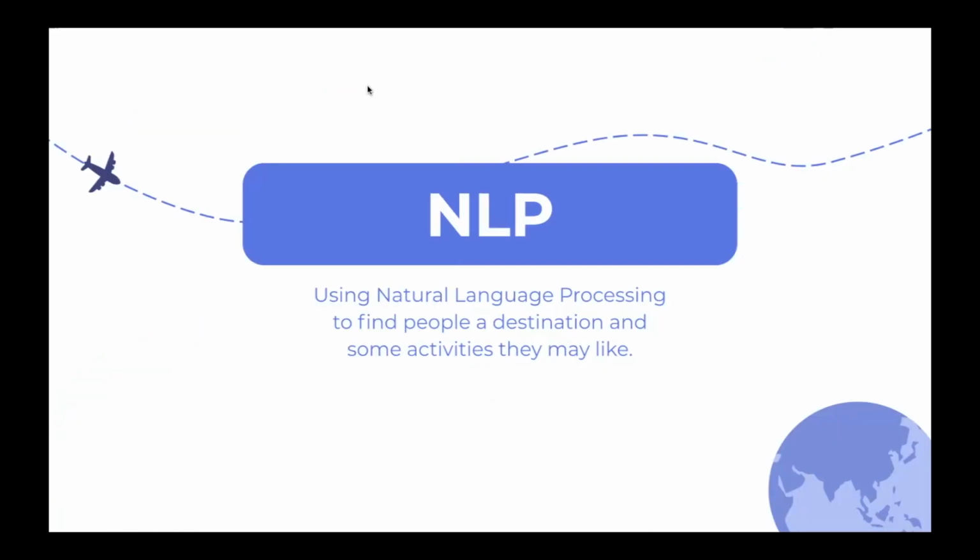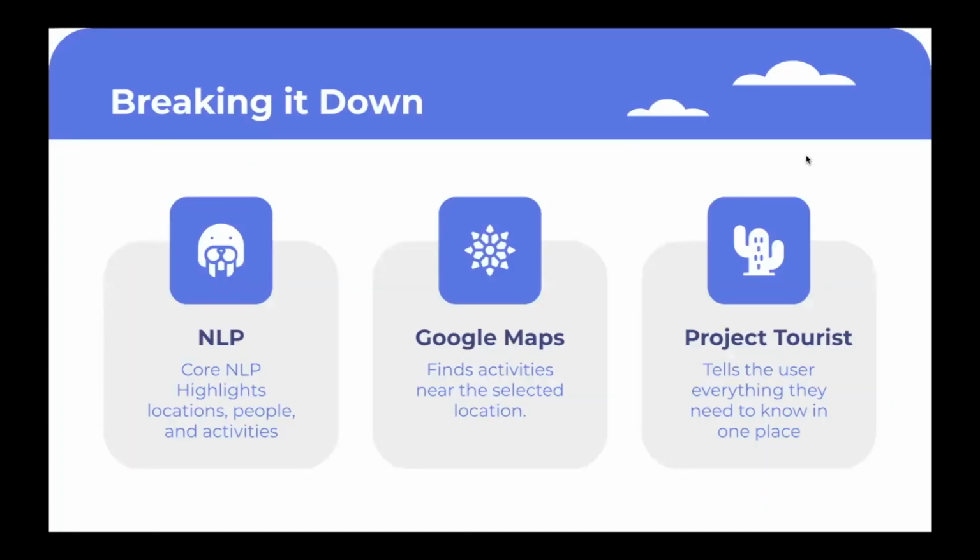So how we are going to do that is by using an NLP. NLP stands for Natural Language Processing. We can use this natural language processing to help identify keywords that will help us find people a destination and activities they may like. So I'm Cameron Hussain.